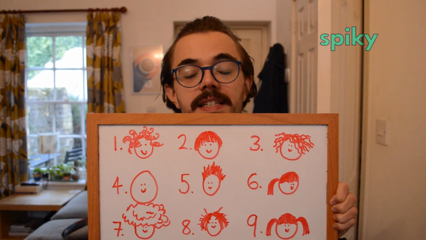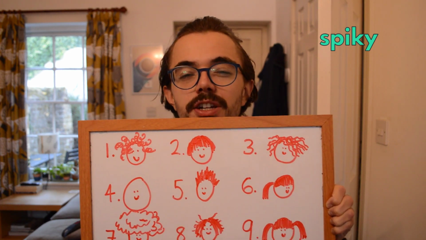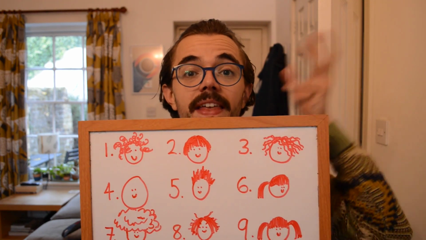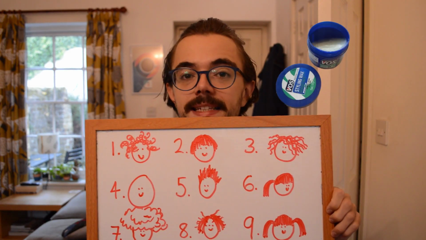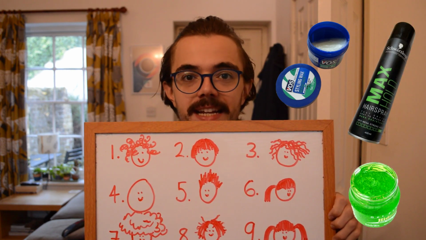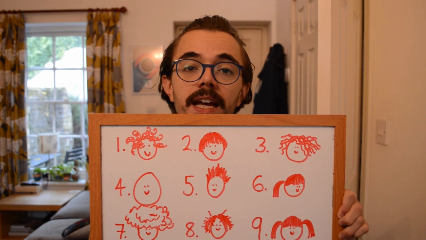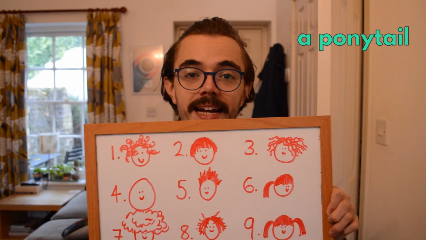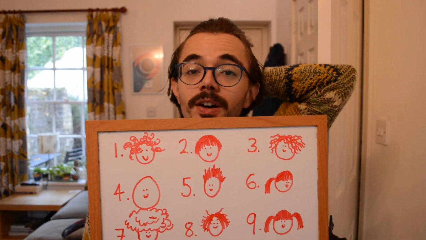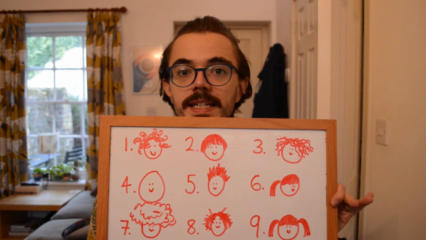Number 5 is spiky. He has spiky hair, or she has spiky hair. Usually to get spiky hair, you have to put something in your hair to get that style. Maybe you put wax in it, or you put gel in it, or hairspray, any number of products to get spiky hair. Number 6, this girl has a ponytail. A ponytail. So when you put your hair like that, or when girls put their hair like that, or sometimes boys put their hair like that, then it's a ponytail.